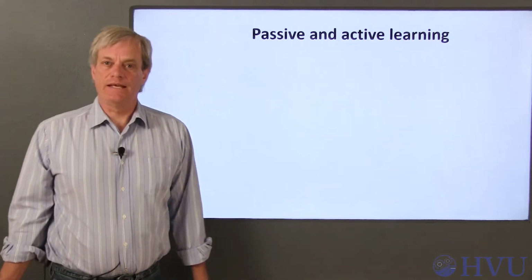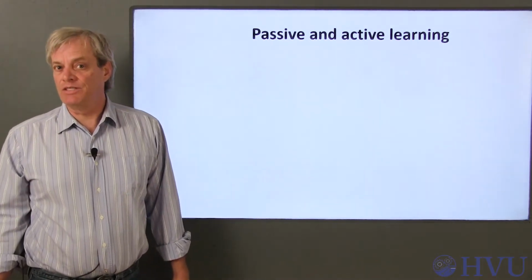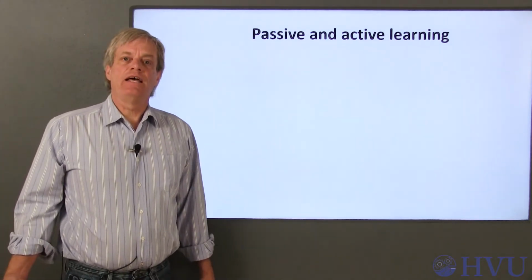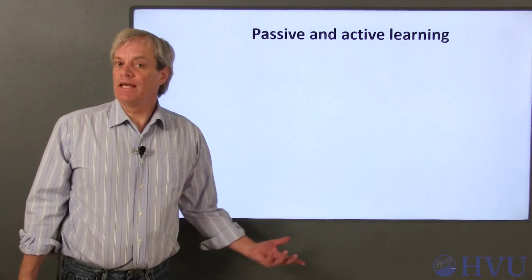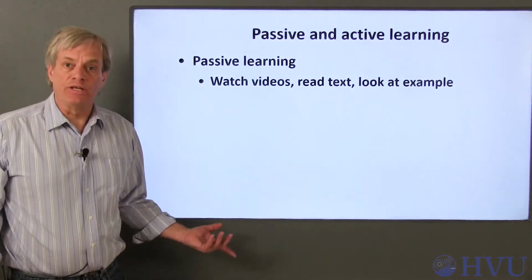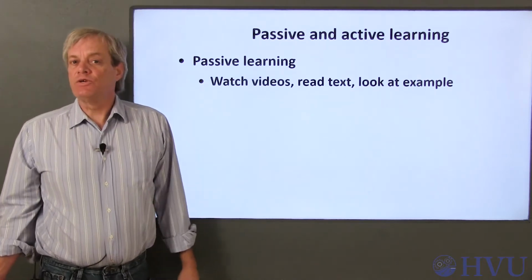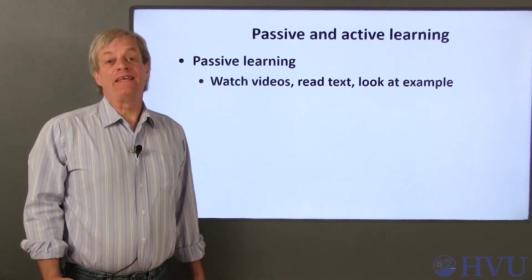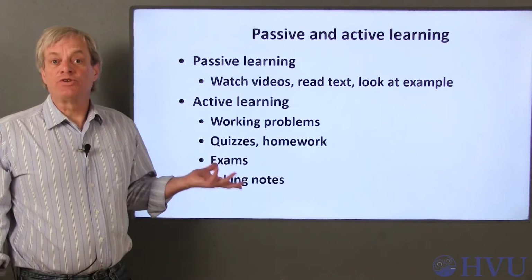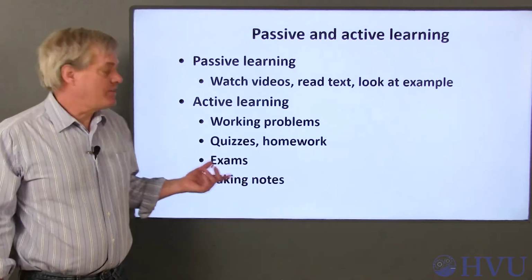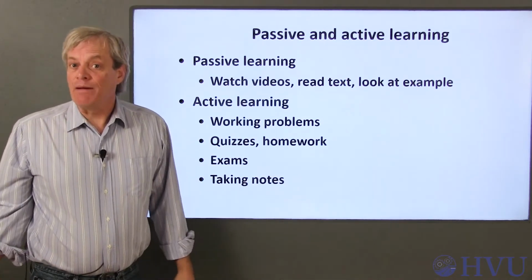Before getting into the details of the website layout, I want to talk about different types of learning activities in general. Typically, educators group student activities into two main categories, passive and active. Passive learning includes things like watching a video or reading a textbook. These things don't actually require you to produce anything yourself. Active learning requires you to actually contribute something to the process. These are things like working problems, doing homework and quizzes, or taking exams.